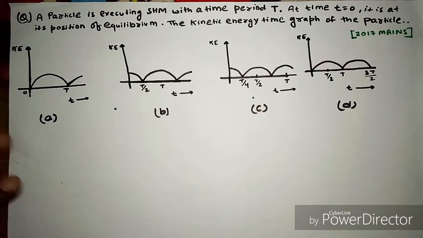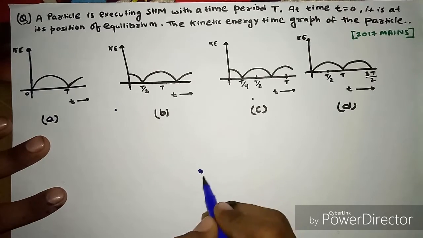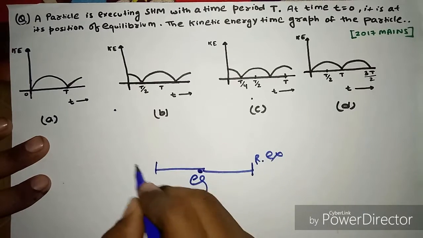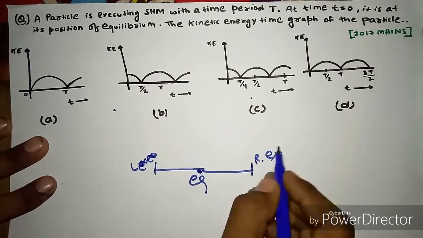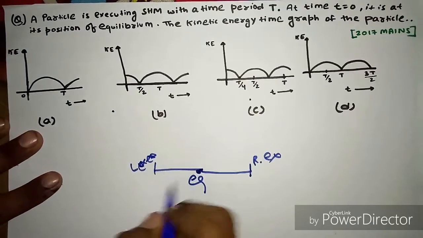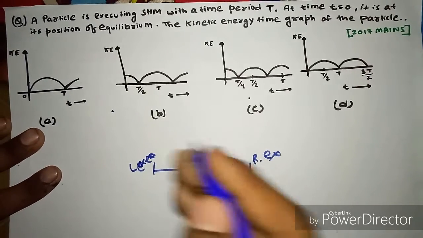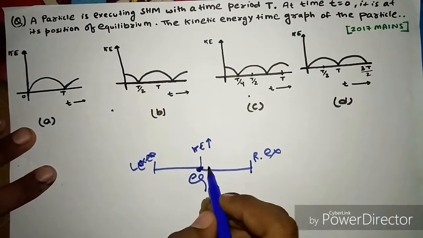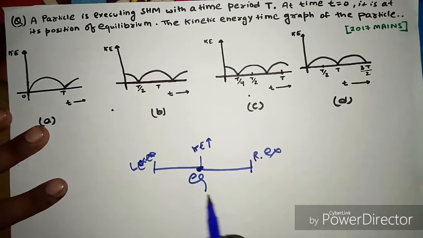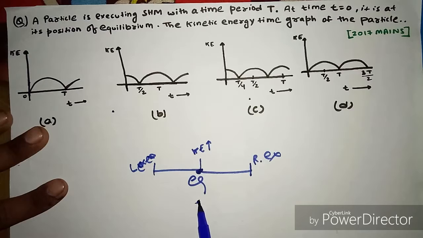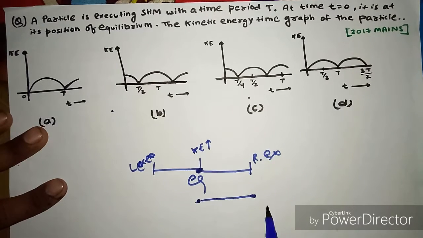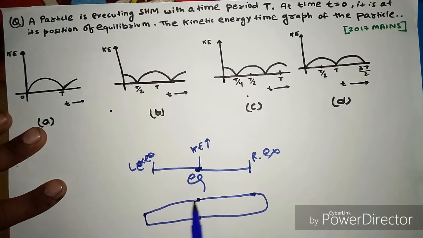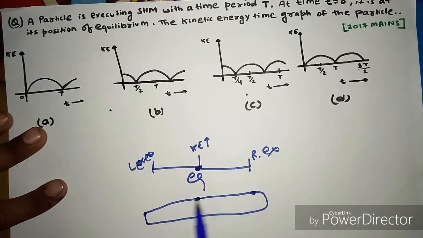In the previous problem we discussed that if this is the equilibrium position, then this is the right extreme and this is the left extreme points. At the equilibrium position, we have shown it has the maximum kinetic energy, right? And what is a time period? The particle starts moving from here, it goes to this point, then again to this point, then again to this point, then it goes there. So this full is T.